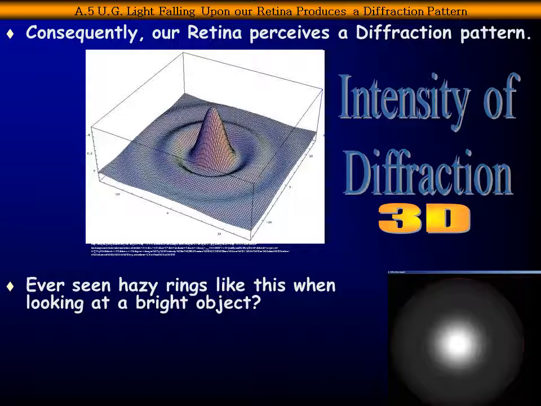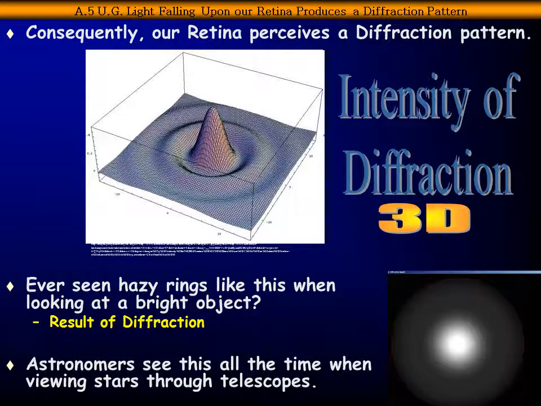Here it is in an actual picture. So you may have seen before, when you look at a bright source of light, there's a haziness around the outside of the light. And this haziness around the outside is a result of diffraction taking place. Astronomers see this all the time.